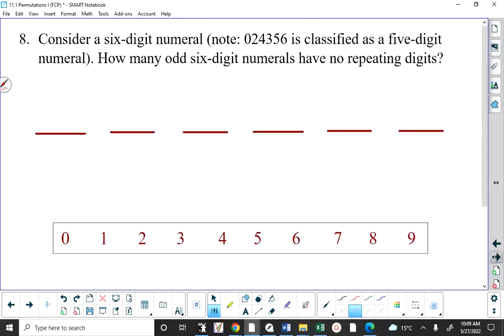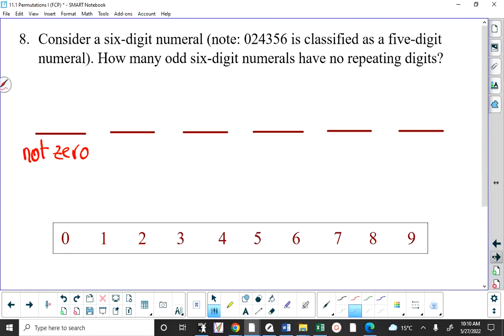All right. Consider a 6-digit numeral. So first of all, a numeral is a group of digits forming a number. But if I wrote down 0, 2, 4, 3, 5, 6, that is not a 6-digit numeral because we don't need to write the 0. In other words, if I want to create a 6-digit numeral, this cannot be 0. Because if it is 0, it's a 5-digit numeral. Okay. How many odd 6-digit numerals are there?